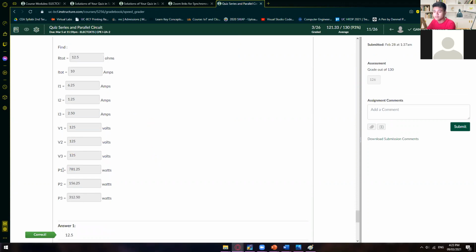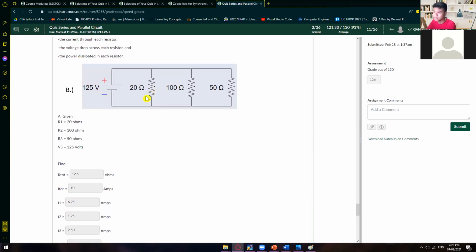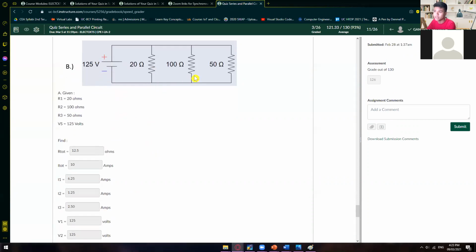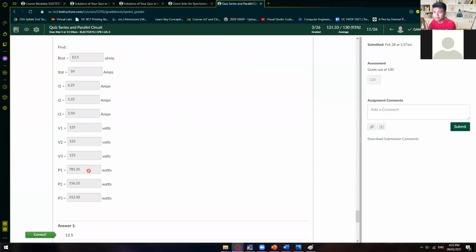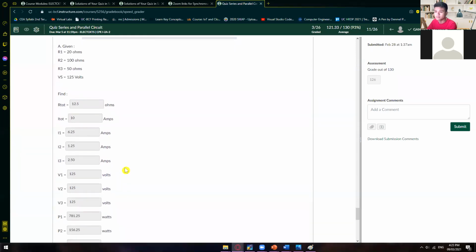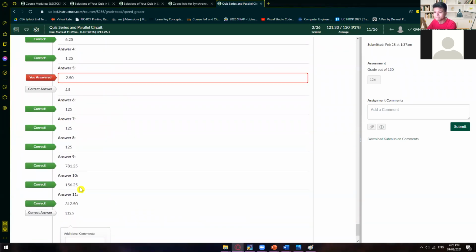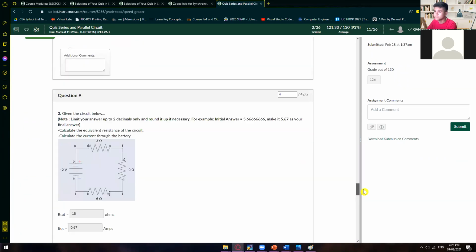All right. And then for the P1, just get the individual current. Current for the I1, current for the I2, and then current for the I3. And then you will get this one. All of them will be multiplied to 125 volts. Okay. So that's it for your quiz number 1.